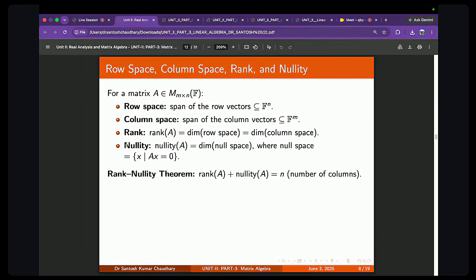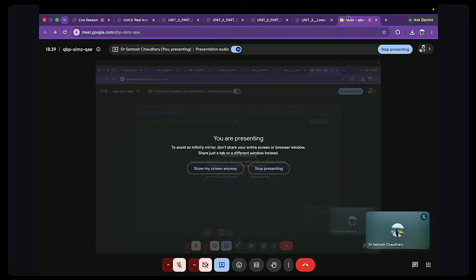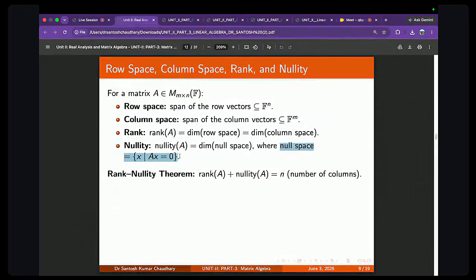You may find the row space first, then find the dimension, or the column space first, then find the dimension. That's all. What is a nullity? Nullity is the dimension of the null space. And what is a null space? This is the definition of a null space: the null space is the set of X such that AX is equal to 0. So it is the set of solution vectors of the equation AX equal to 0, which is actually a system of linear equations. The set of all solutions of the equation AX equals 0 is the null space, and the dimension of the null space is the nullity.